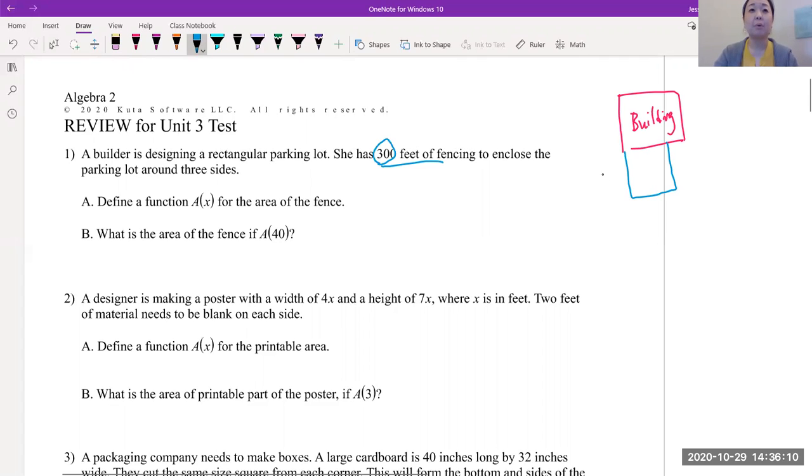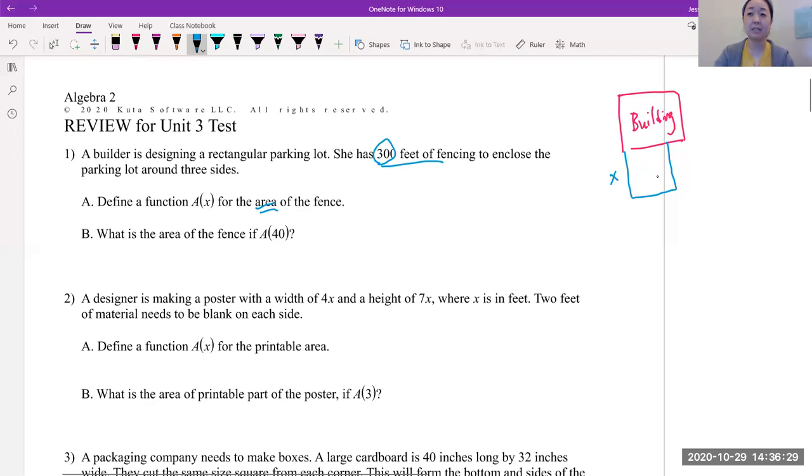So what we're going to do is, well, actually, before we do that, it says number 1, letter A, define the function A of x for the area. So we're going to do the area of the fenced area. So let's just call this x, okay? Because we don't know what that side is.